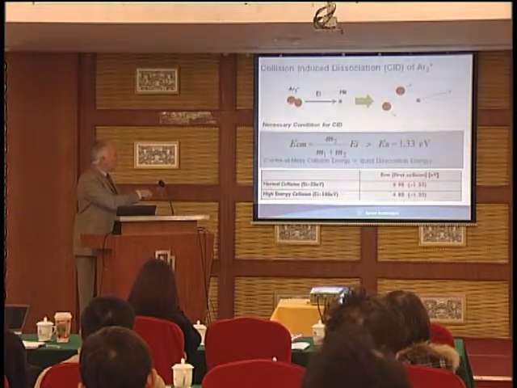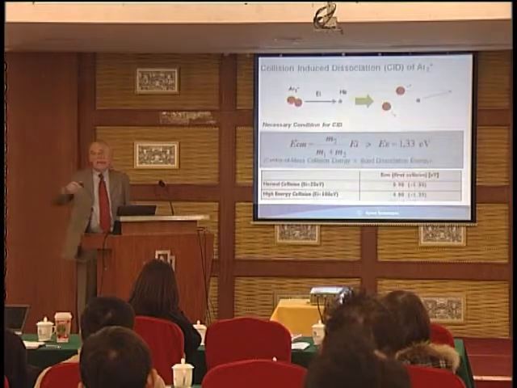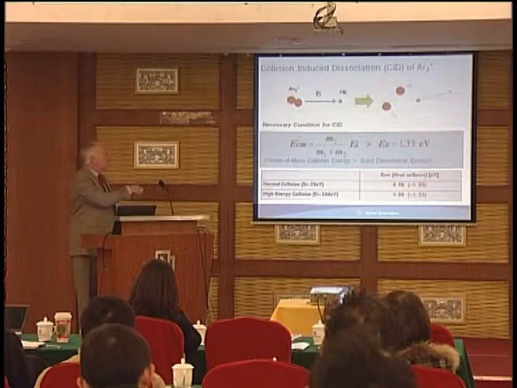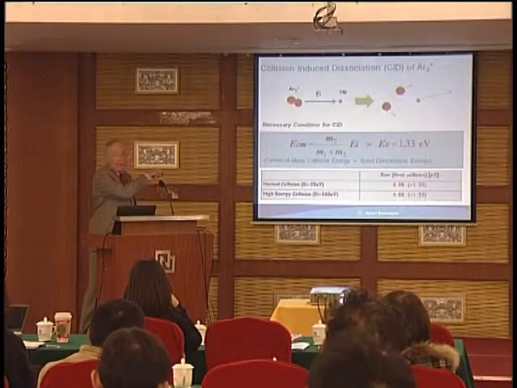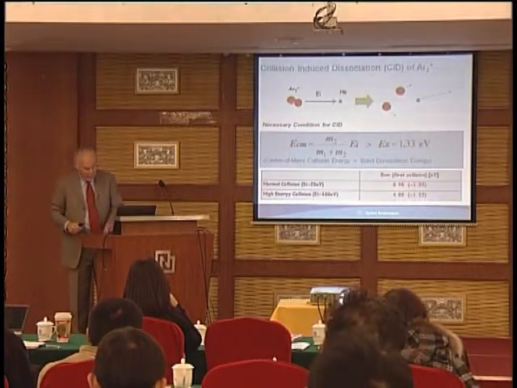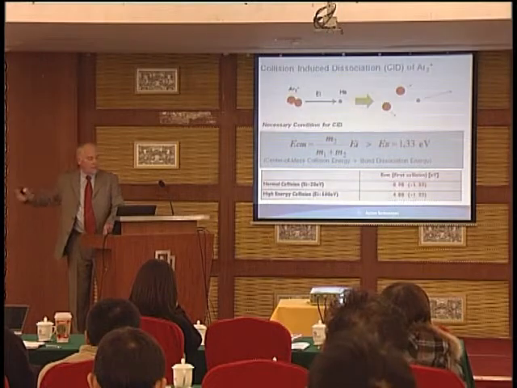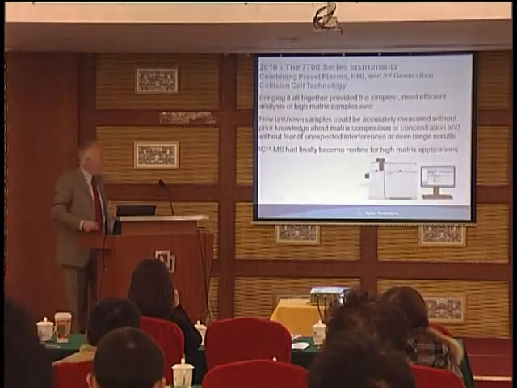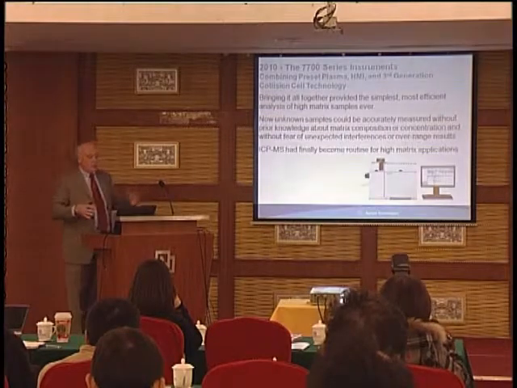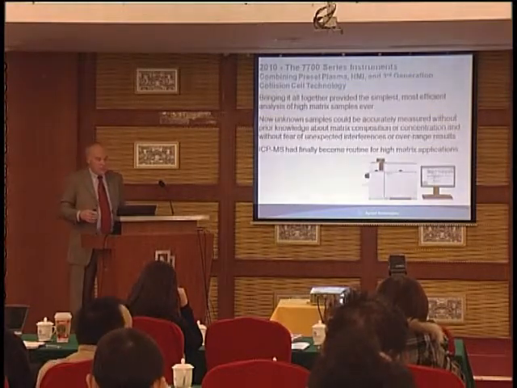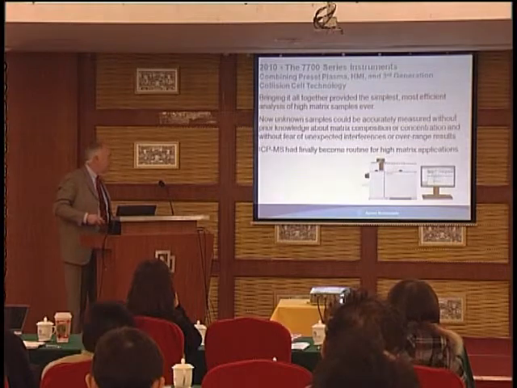If we increase the ion energy going into the cell to about 100 electron volts, then our collisional energy is higher than the bond energy, and we can actually cause this to happen. So now we've got helium acting in two different modes. So we put that all together again. We came up with a little bit smaller, significantly more sensitive instrument called the 7500 instrument.